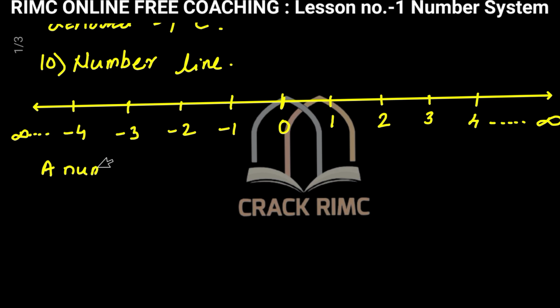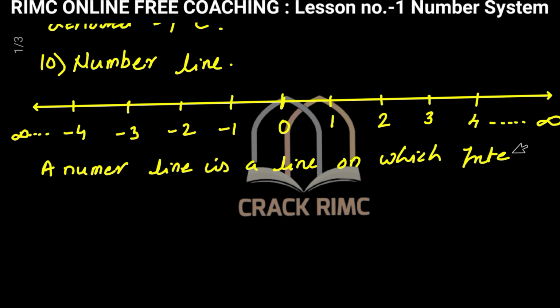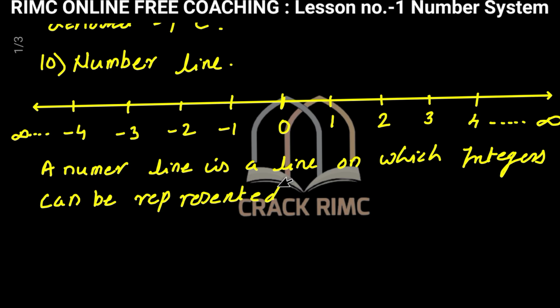A number line is a line on which integers can be represented. Okay.